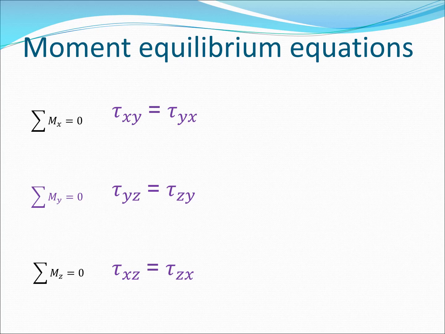Now, as far as the moment equilibrium equations are concerned, they give you the same thing as we discussed in the past. If you try to do it out and see, you will get tau xy equals tau yx, tau yz equals tau zy, and tau xz equals tau zx, which means that the stresses are symmetric. So this is something which we can even get from the equation for the uniform stress state.